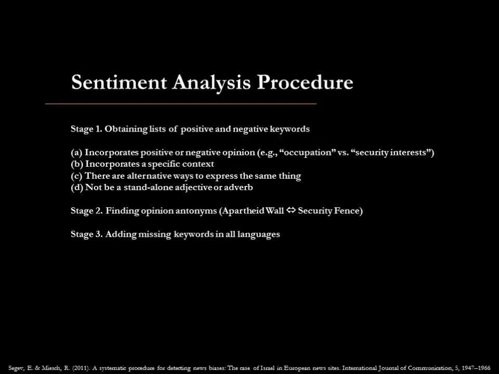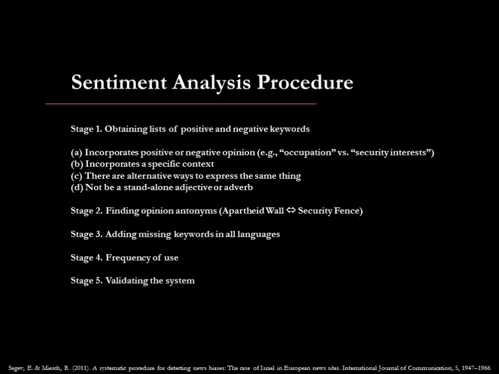So in that way, in the third stage, we add missing keywords to all the languages. We have eventually positive and negative lists in all the 4 languages. And then we look at the general frequency of those words in the language in order to make sure that the positive and the negative keywords are used more or less the same in the language. This was done by looking at their number of results in search engines.